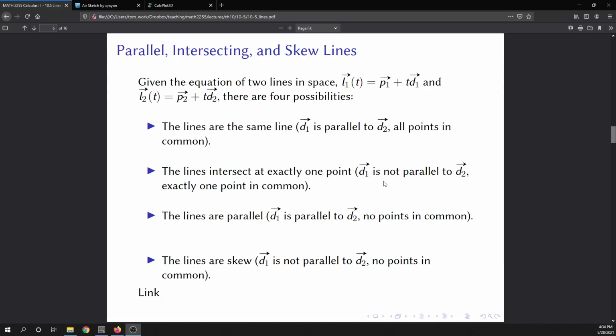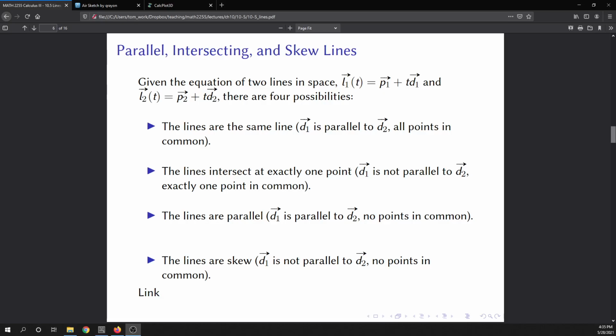All right, so the first possibility is that the lines are the same line. That's going to happen when the direction vectors for the two lines are parallel to each other, and it has all of the points in common. So you have what you think are two different equations of the line, but when you graph them out and check, you see that they are exactly the same line. That exact same thing can happen in the plane when you have two equations of lines in the plane. They could represent the same line. So that's still a possibility when we're talking about lines in space.